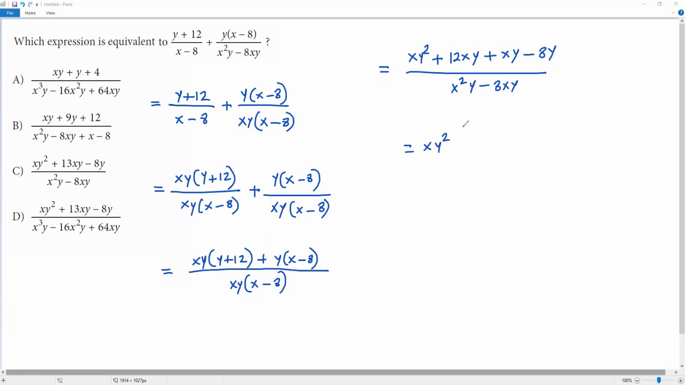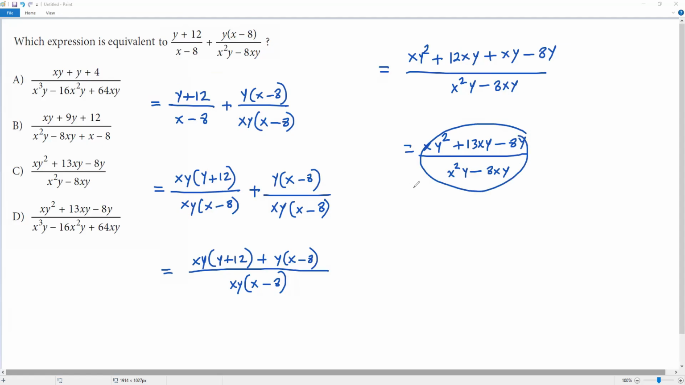Okay, xy square. We can combine the two like terms we have over here because both the terms contain xy. When I combine this positive 12xy and positive 1xy, I am getting positive 13xy. Then we have negative 8y. In denominator, we have x square y negative 8xy. That's all the simplification we can do in the given expression. So I got the simplified form of the given expression.